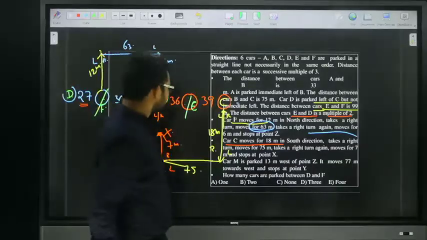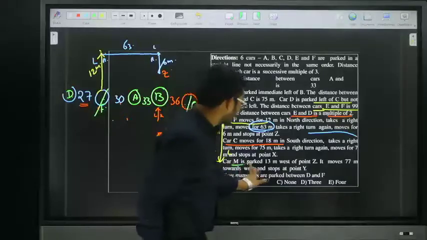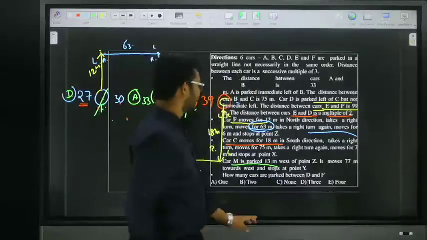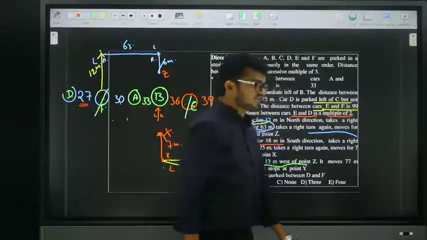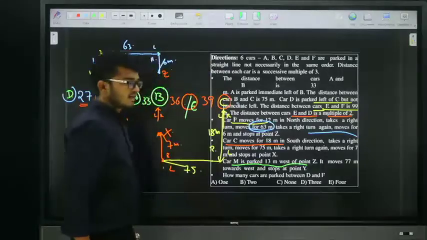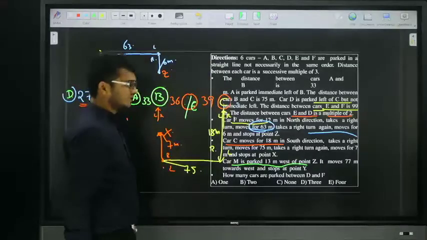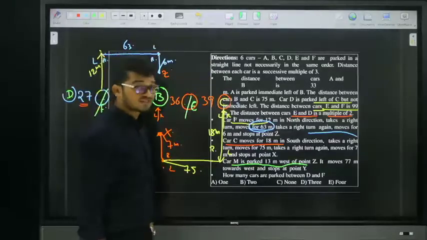See here, next dimension is: car M is parked 13 meter west of Z. Yes, friends, the mention is car M is parked 13 meter west of Z. Yes, your answer is correct. The answer is 11.